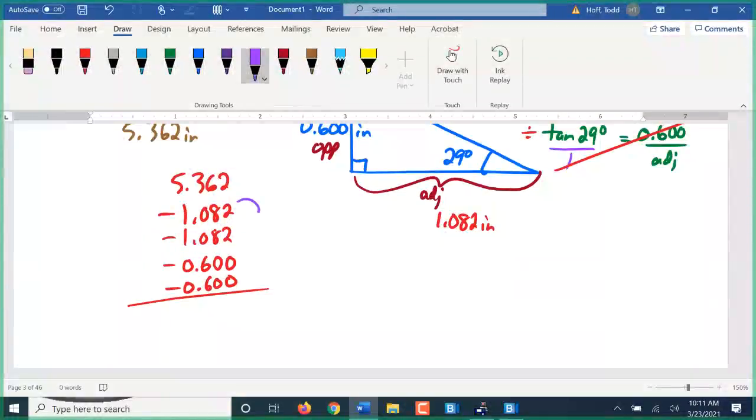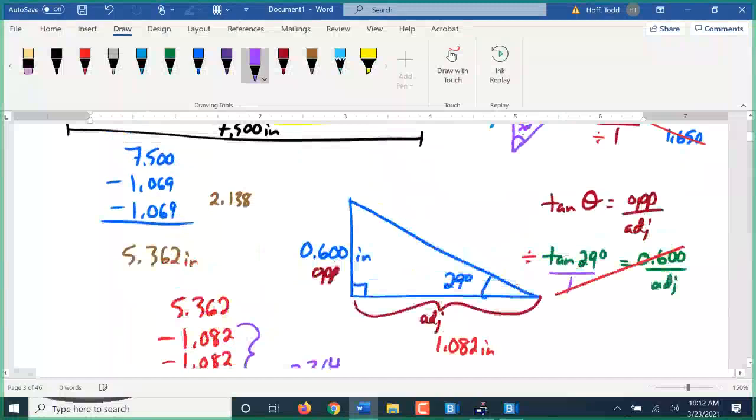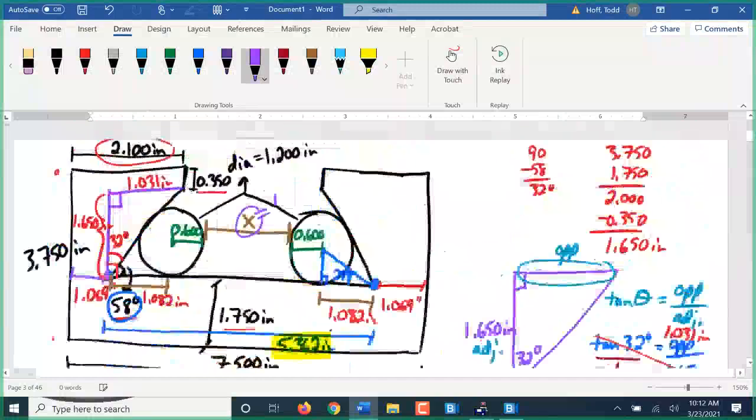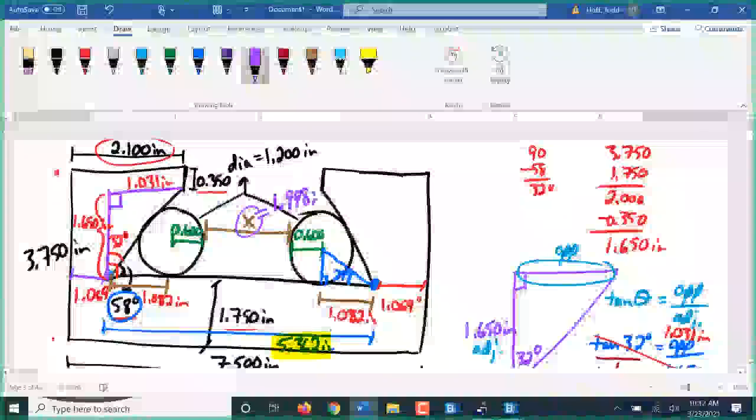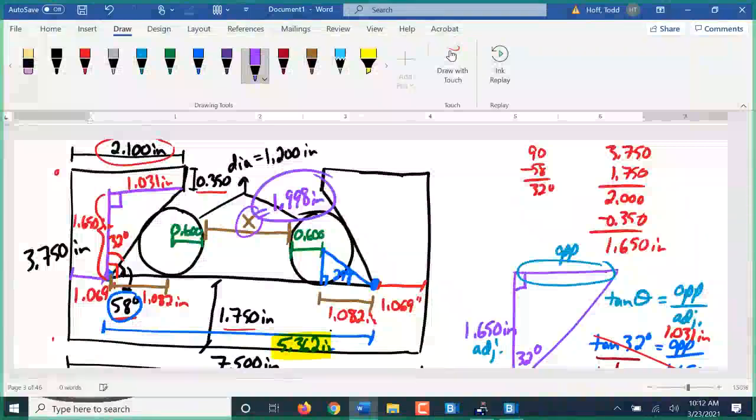Now let's see, I'm going to just add these together quick. So if I subtract that, I get 1.998 inches is the distance between them. So x here is 1.998 inches of space between those. What do you think?